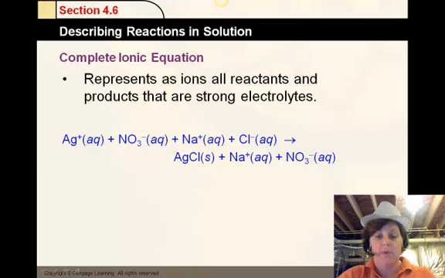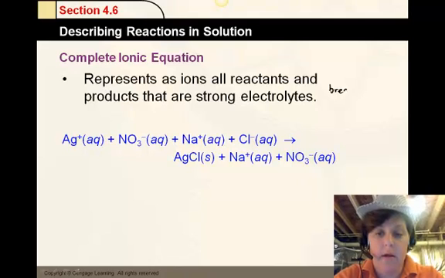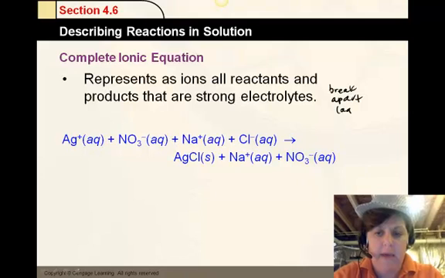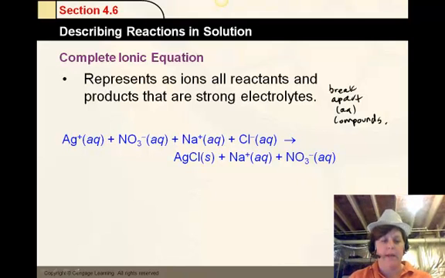Essentially, you're going to break apart AQ compounds. That's essentially what you do when you write a complete ionic equation. The only things we don't break apart are solids, liquids, and gases, because they don't form ions. Silver chloride is the solid, and you can notice here, there it is, just listed as a solid. So now we can actually see what's happening in the reaction.